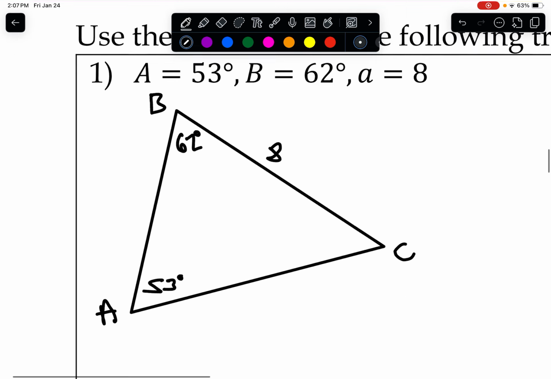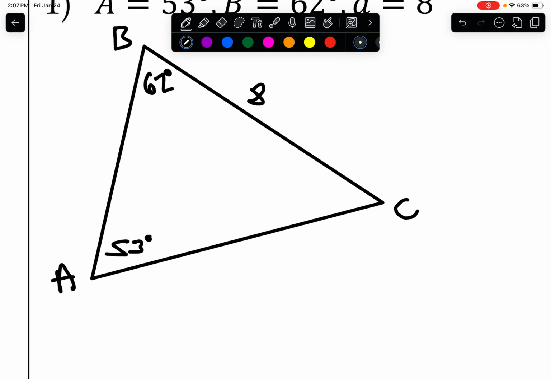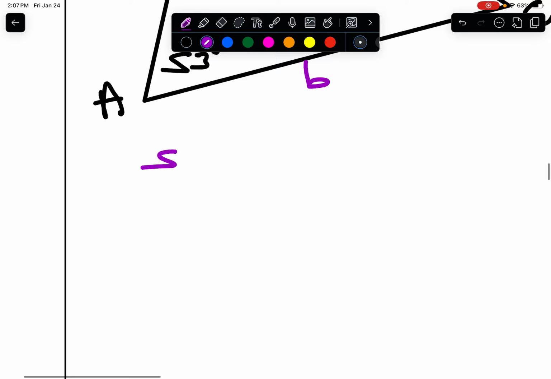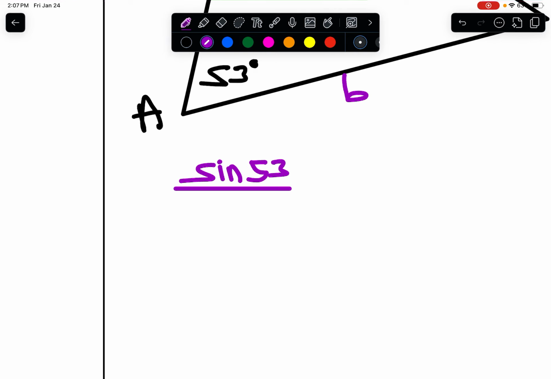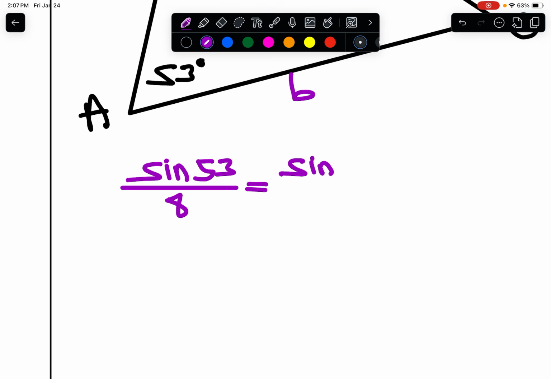All right, so when you're doing law of sines, what I recommend is you look for a pair. You're going to look for a set where you have both uppercase and lowercase of that same letter. So in this case, I have a set of A's that we can use. So I'm going to set this up, and I'm going to go ahead and do law of sines to find side B. For my setup here, I'm going to have sine 53 over the side, which is 8, and I'm going to set that equal to sine of 62 over side B.